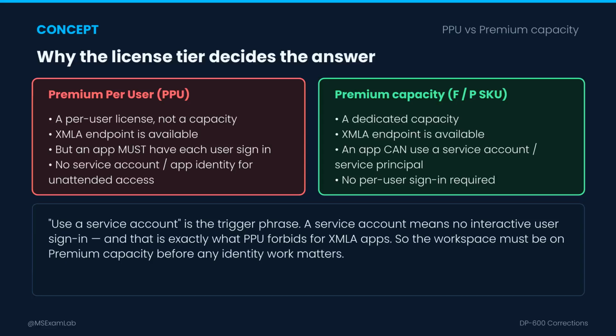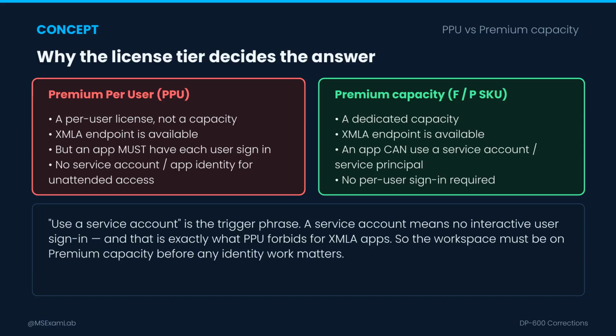Let's unpack the concept, because the license tier is the whole answer. Premium per user, or PPU, is a per user license. It is not a capacity. It does give you the XMLA endpoint, but when an app talks to that endpoint, PPU requires each user to sign in. There is no service account and no unattended app identity. Premium capacity in F or P SKU is a dedicated capacity. It also gives you the XMLA endpoint, but on top of that, an app is allowed to use a service account or a service principal with no per-user sign-in.